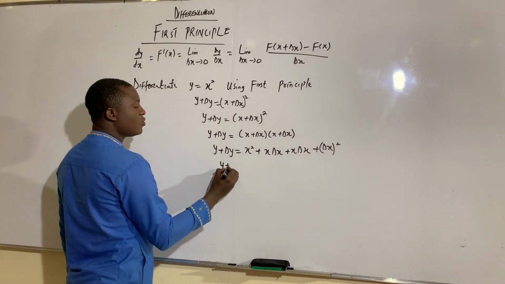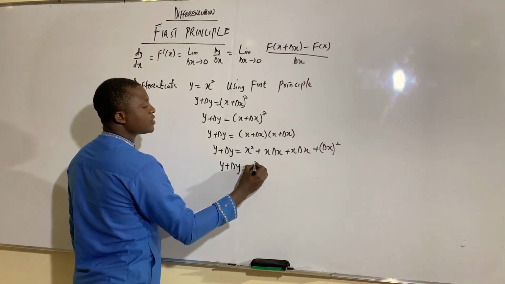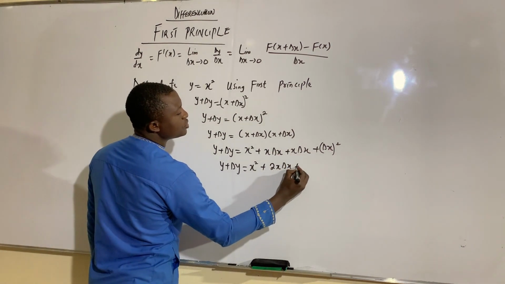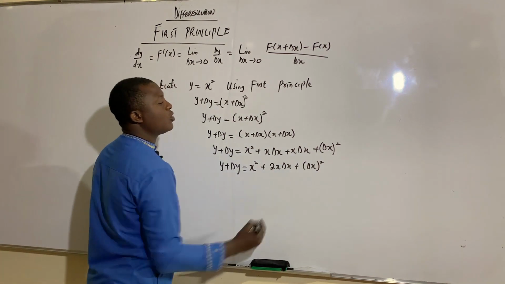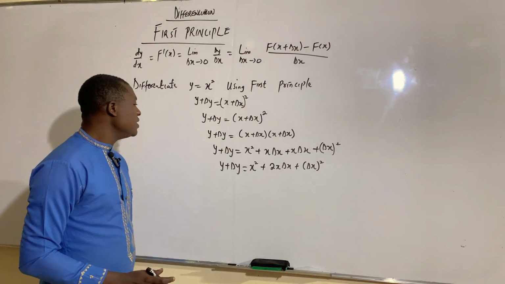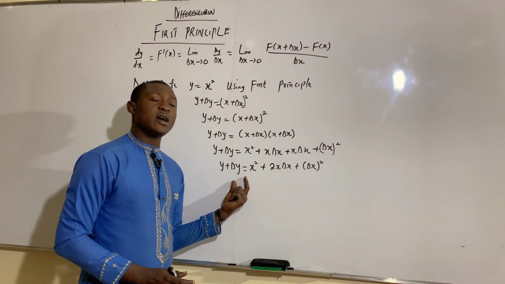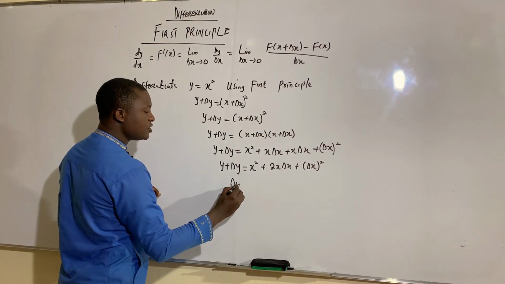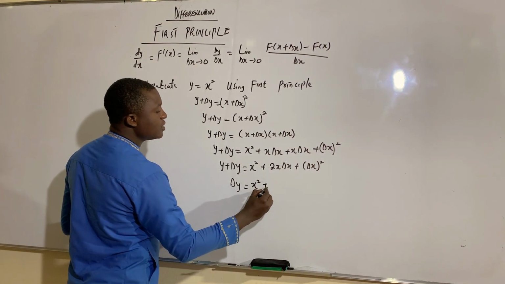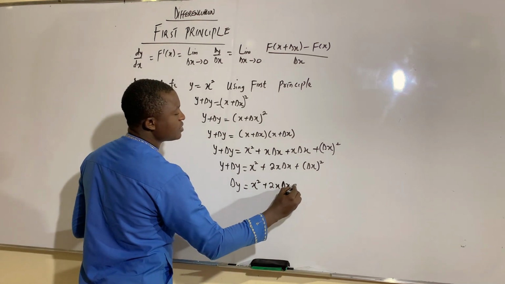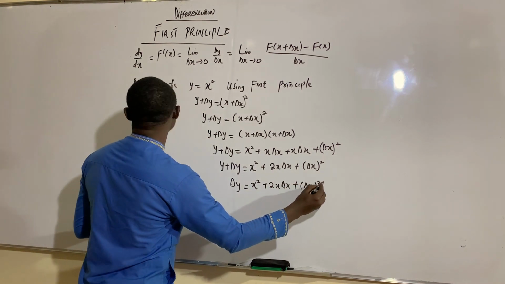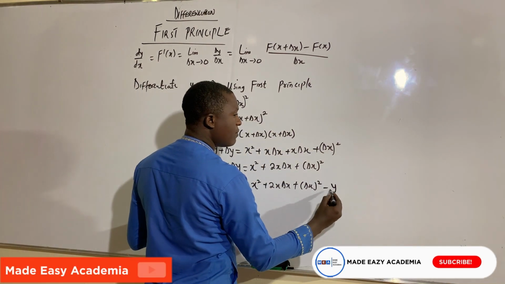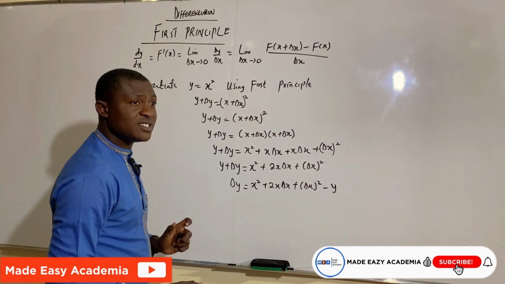So here I can have y plus change in y is equal to x squared, plus x change in x plus x change in x, we are going to have 2x change in x, plus change in x all squared. I hope you are following, right? So now the next step, make your change in y the subject of the formula. So the moment I collect like terms, we have change in y is equal to x squared plus 2x change in x plus change in x all squared. So this is plus y. When the plus y comes here, you are going to have minus y. I hope you are getting it right.